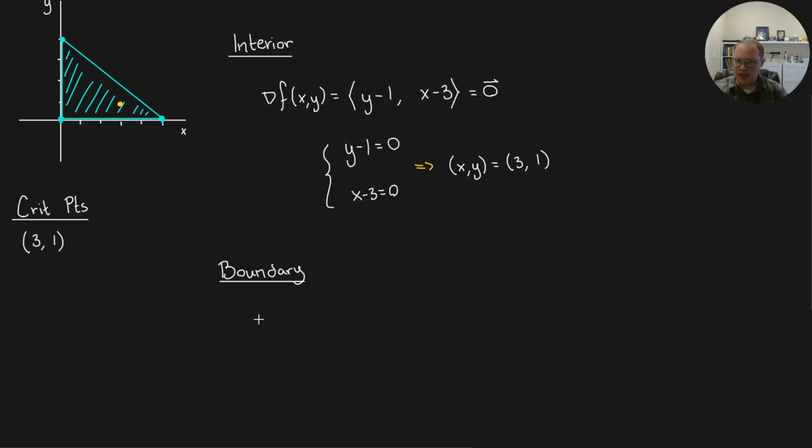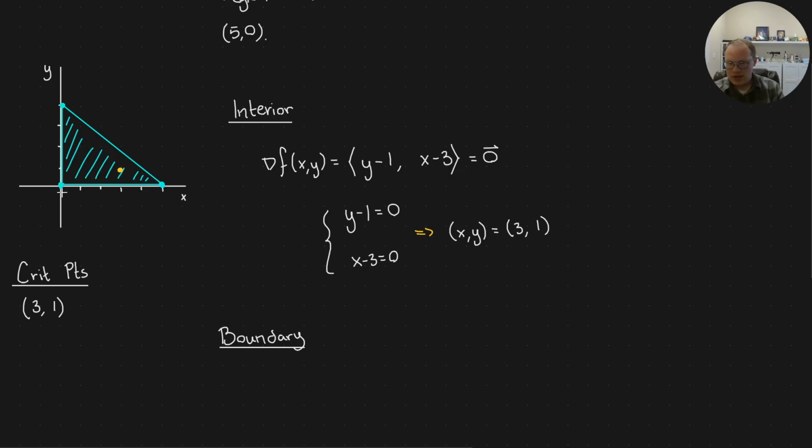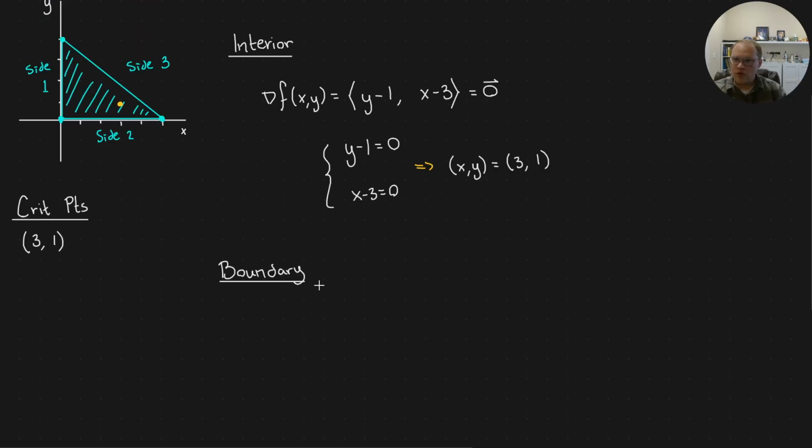So let's label our sides. So let's say side 1, side 2, side 3. Okay? So for side 1, it's just a line going from one point to another point. We're very good at finding the equations of lines, right? The equation of a line is just a point on the line. I can use 0, 0, plus t times a vector in the direction of the line.